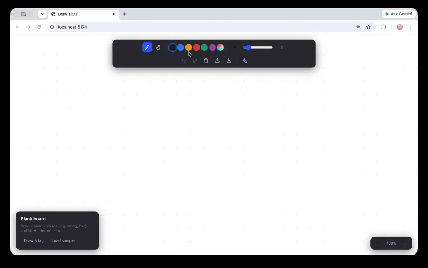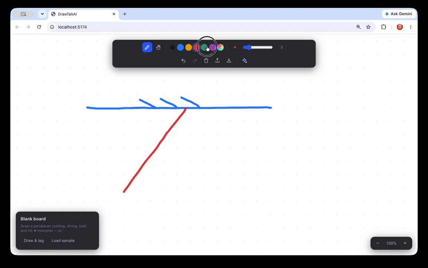Okay, this is a system for us to draw and simulate a physical system. As a simple example, I want to show a pendulum swing. So I can start by drawing the ceiling, a string, and a ball.